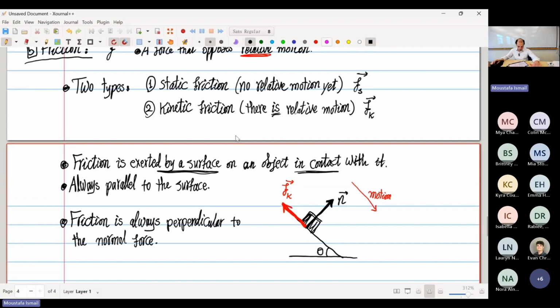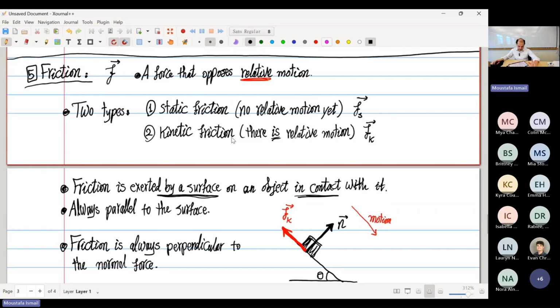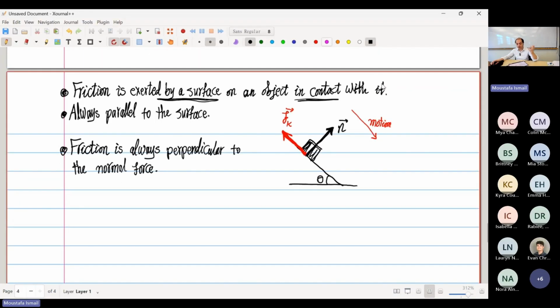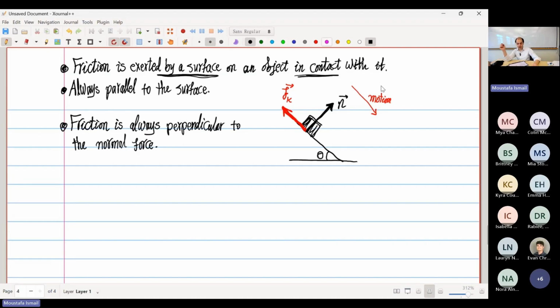Okay, so far so good. This is a discussion on the directions, no magnitudes yet. Friction opposes relative motion. We have two types. We have static and kinetic frictions. The agent is always a surface in contact with the object, and the direction is always parallel to the surface. Then what is the magnitude? Friction is a little bit tricky because sometimes it does have a magnitude determined by a formula, and sometimes it doesn't. So the easier one is kinetic friction.